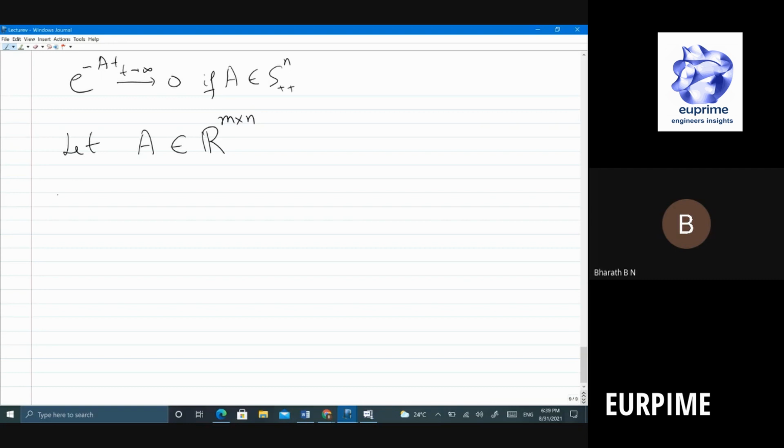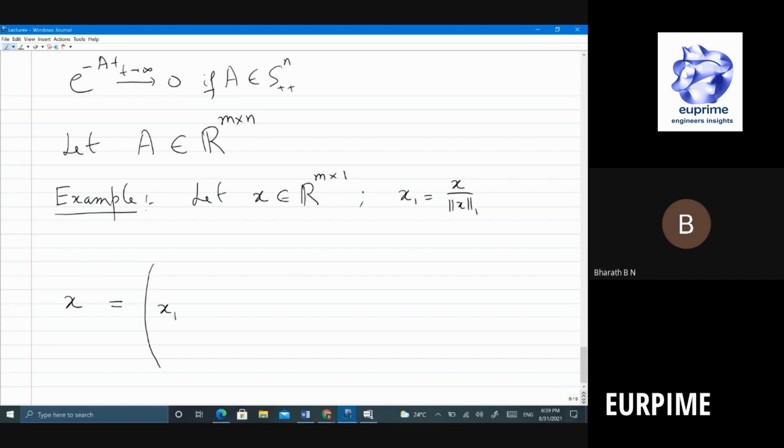Let's look at one simple example. Let me start with an example here. Take a vector with m rows and one column. Can you do a decomposition for this? I'll write a decomposition, you think about this. What I'm going to do is, for the first column, I'm going to use x1, which is x divided by norm of x. All that I'm doing is normalizing to a unit vector. So the first column, I'm going to use x1.